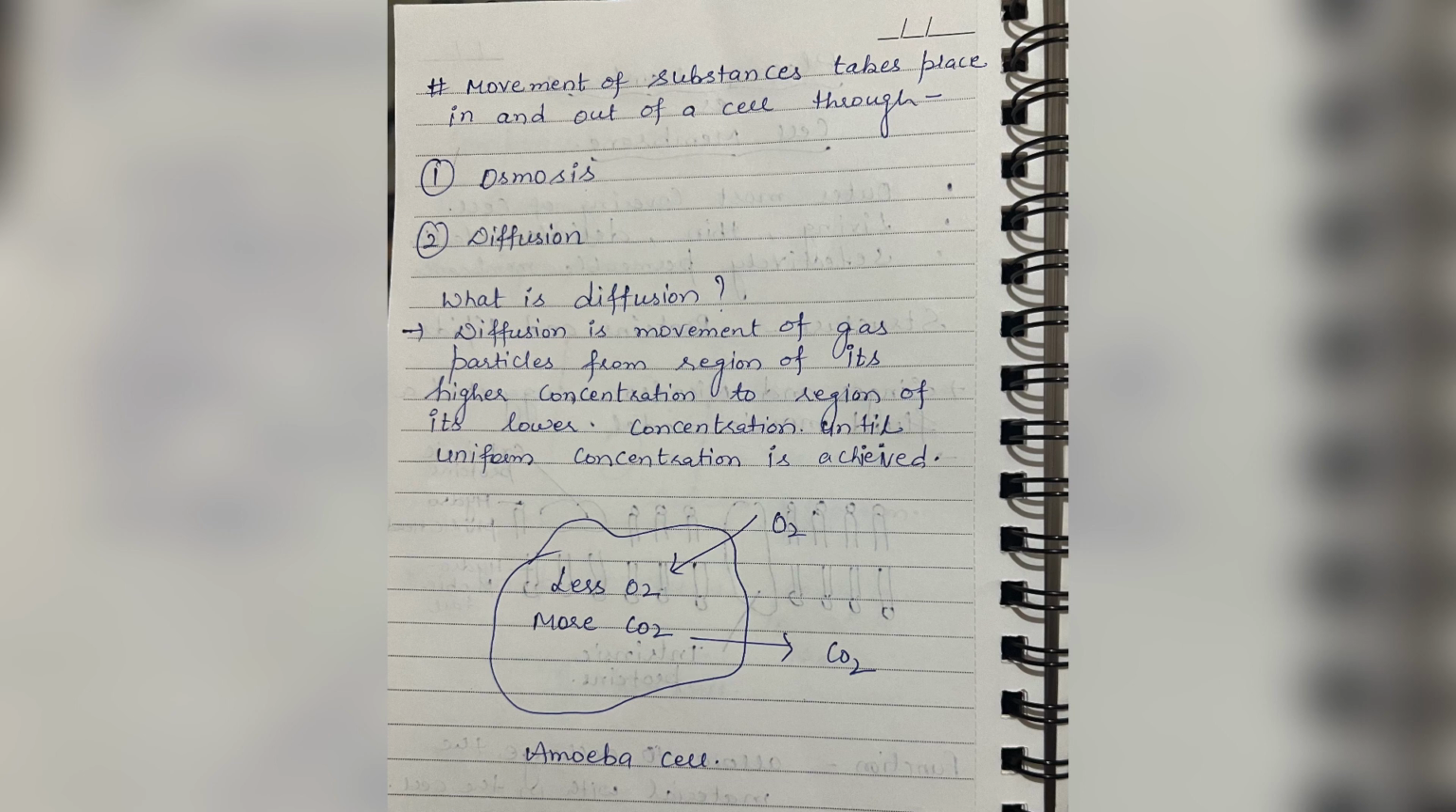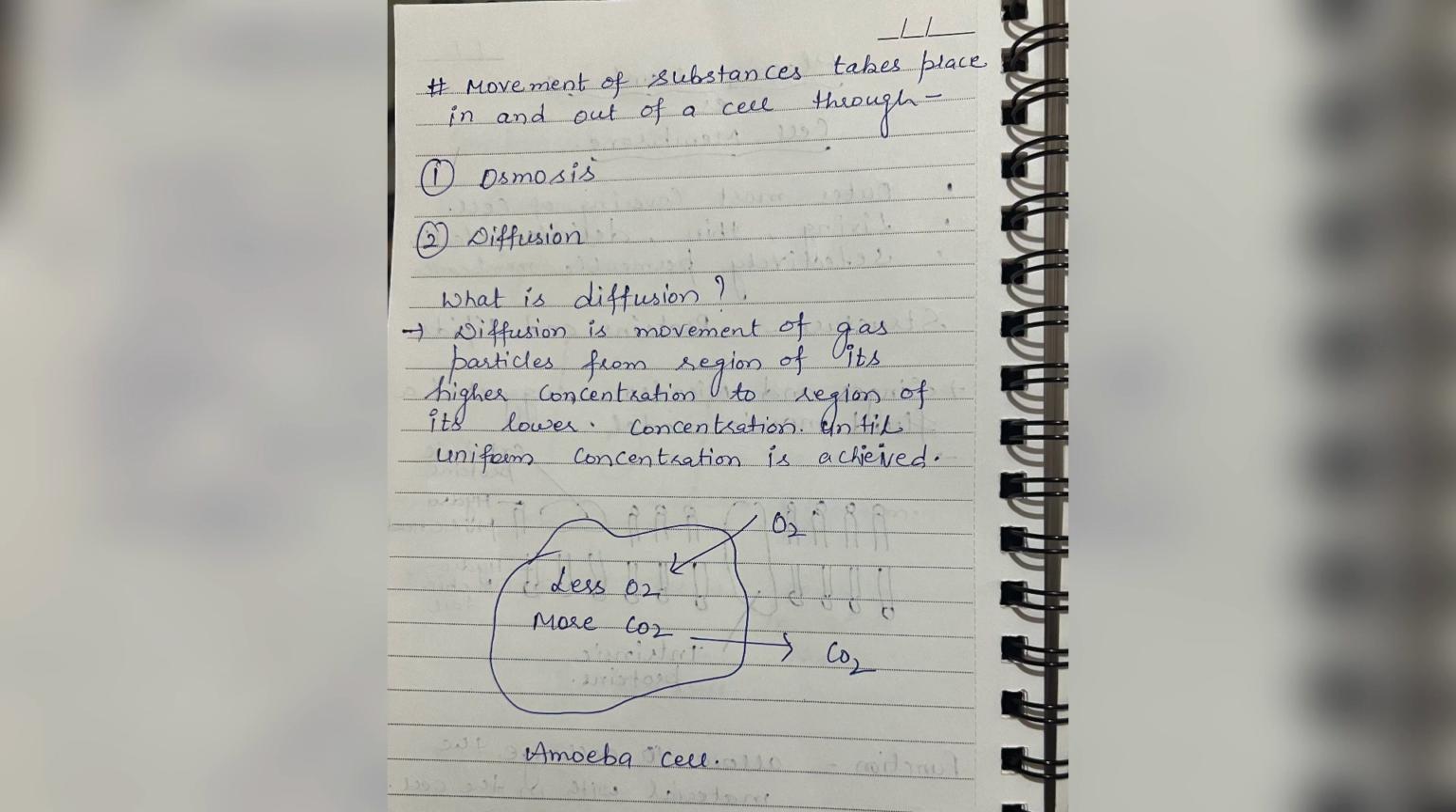Diffusion is a process in which gas particles move from the region of higher concentration to the region of lower concentration until a uniform concentration is reached. Fine. So basically we can say that the movement of gas particles from higher concentration to lower concentration is known as diffusion.